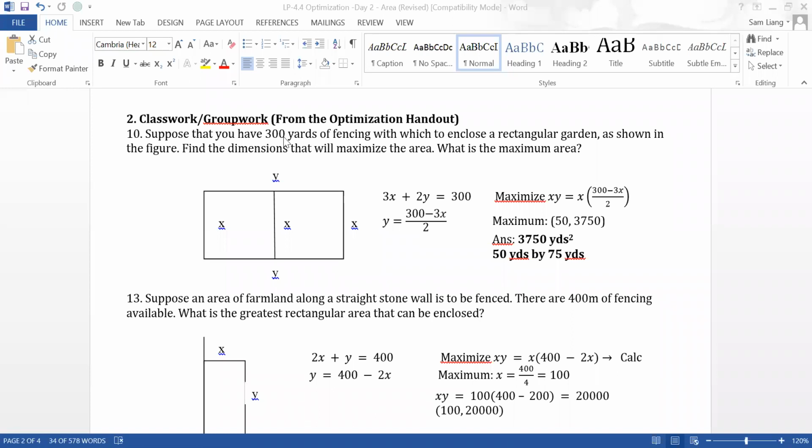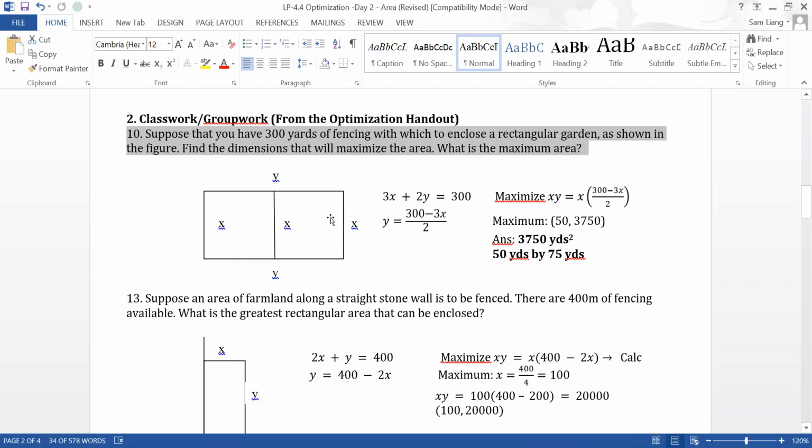So for these area questions, the only thing that they could really change is the fencing here. For example, in question 10 and 13, there are going to be 3 x variables. And for question 13, it's going to be 2x plus y. Anyways, as you can see from this diagram, there is a middle fence that provides x, so that's going to be 3x here.